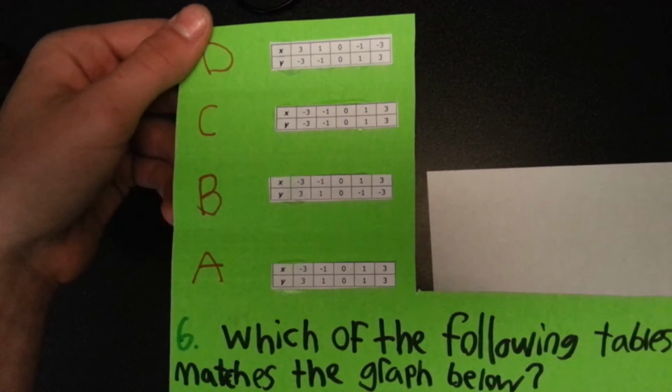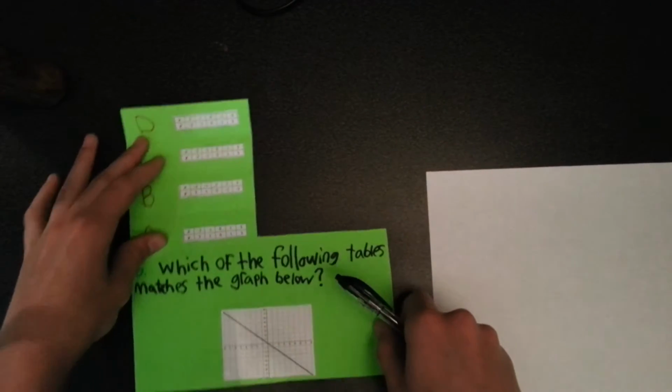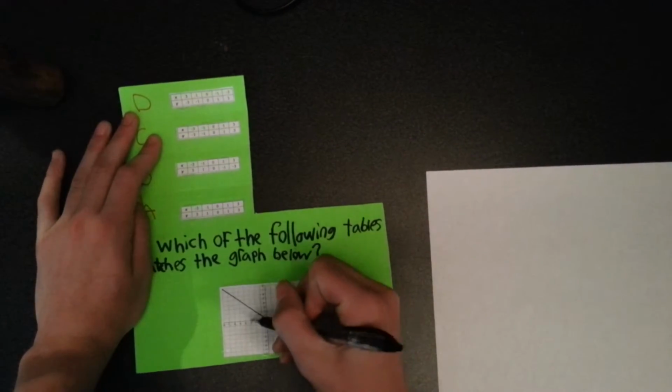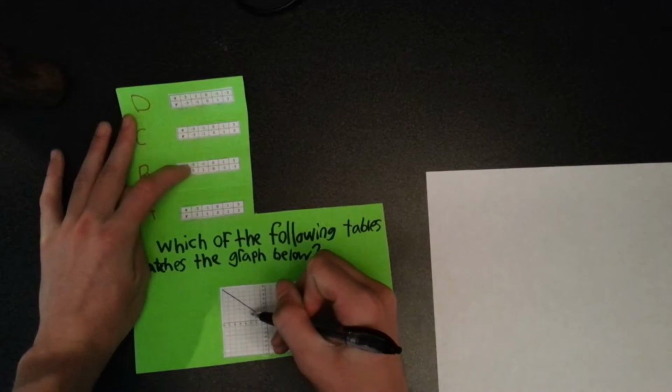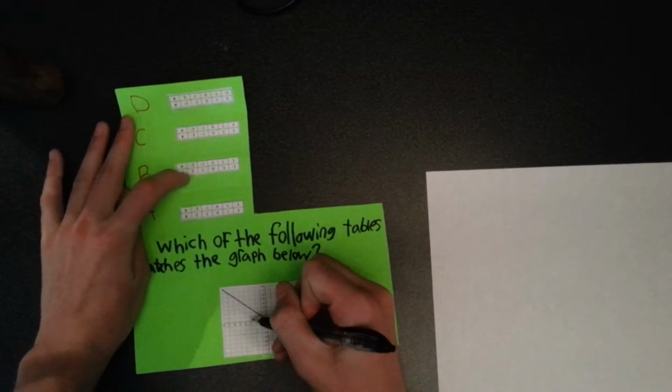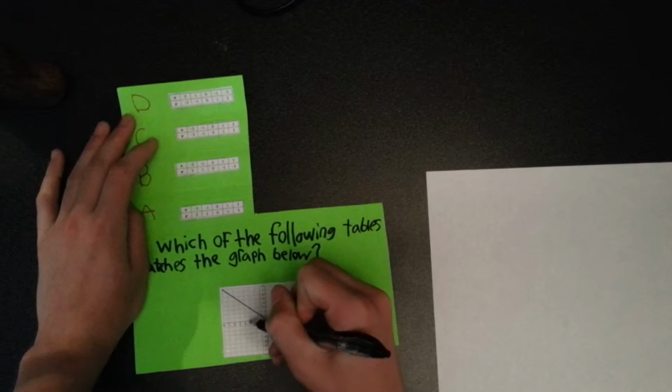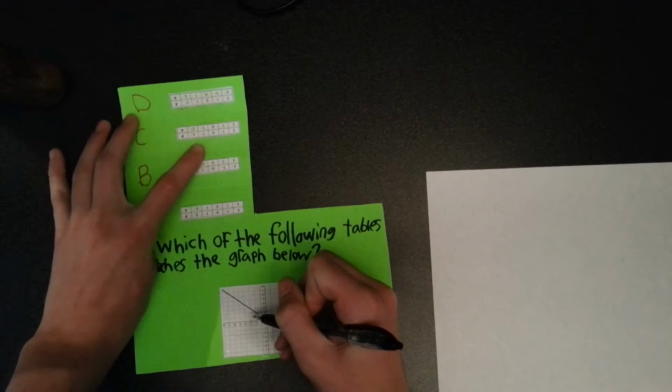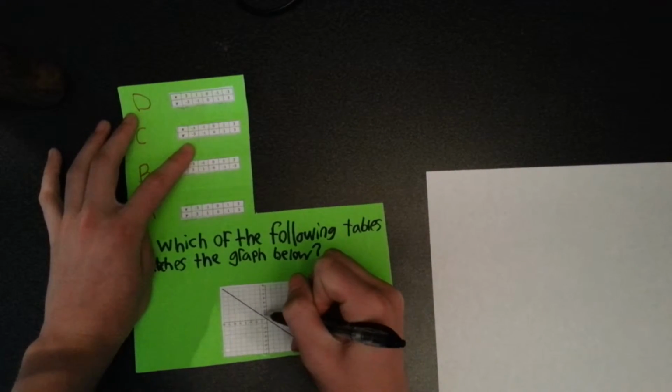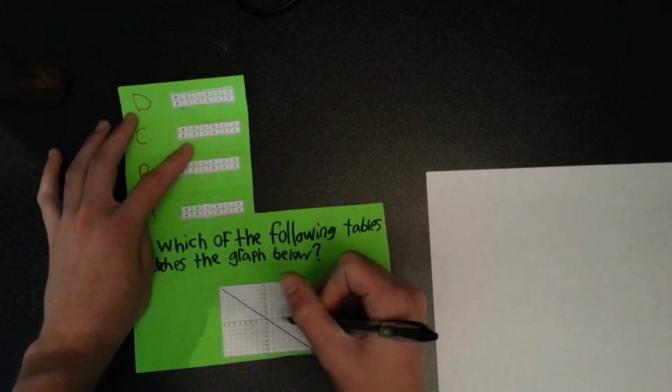The answer is B. The answer is B because you can easily match up the points on this graph. Negative 3x would also match with 3y. Negative 1x would also match with 1y. They both meet at the origin, and so on.